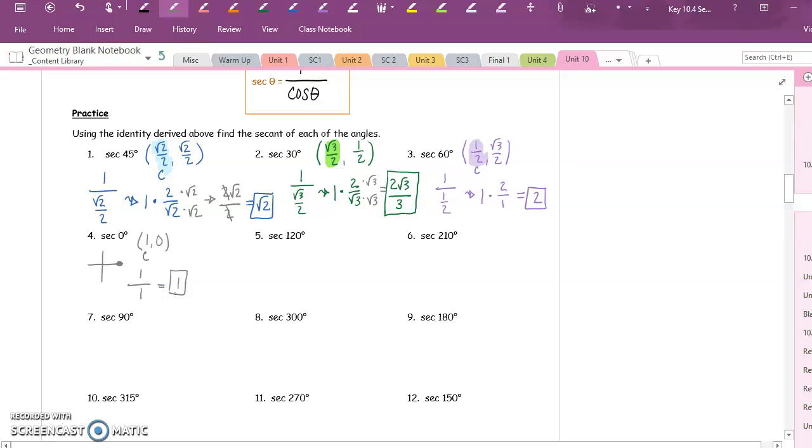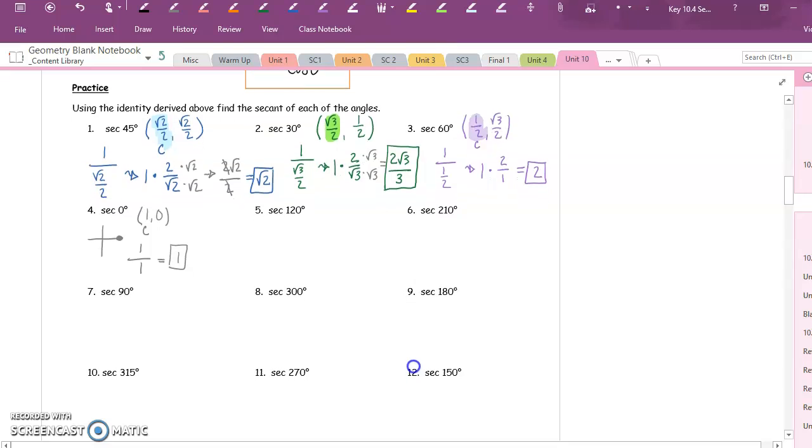Let's keep going with just the ones on the axes because we've already solved the other ones. So let's see. 90 degrees is up here. So we have 0 comma 1. Again, cosine. We have 1 over cosine, which is 0. So we have 1 over 0, which is undefined.